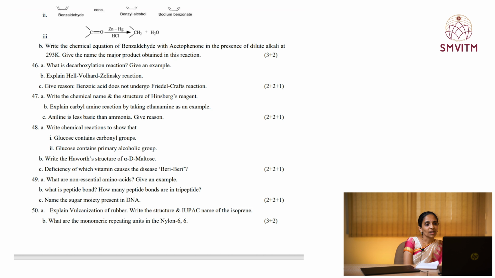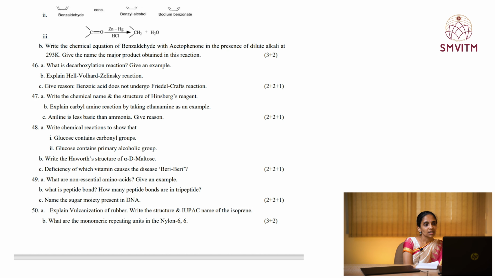Explain the carbylamine reaction by taking ethanamine as an example. Ethanamine should be treated with chloroform and alcoholic KOH. You get ethyl isocyanide as the product. The equation for the reaction has to be given. Next, aniline is less basic than ammonia. Give reason. It has already been discussed.